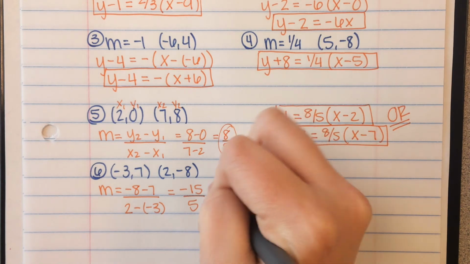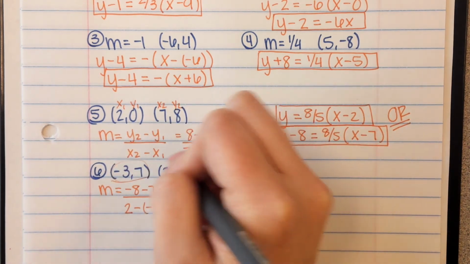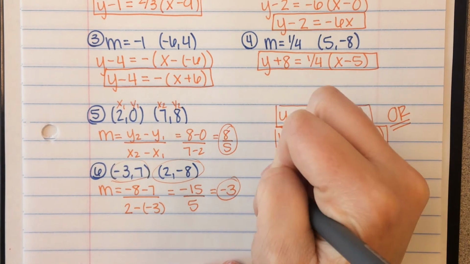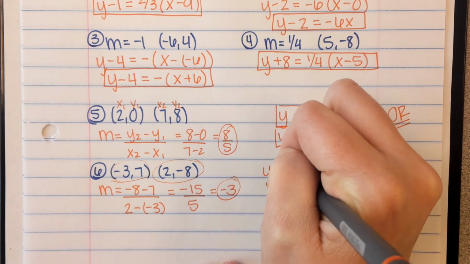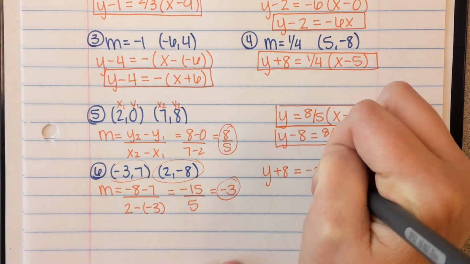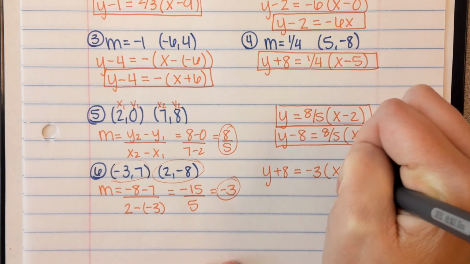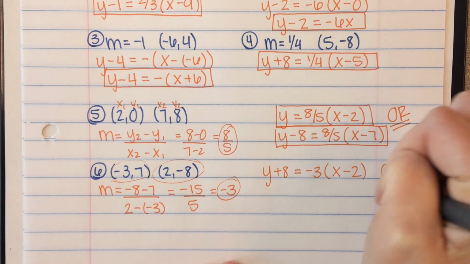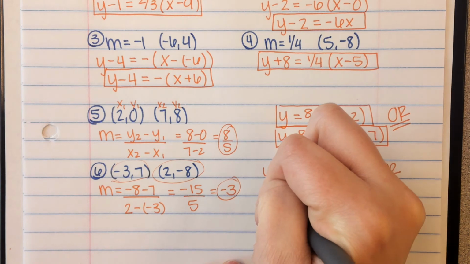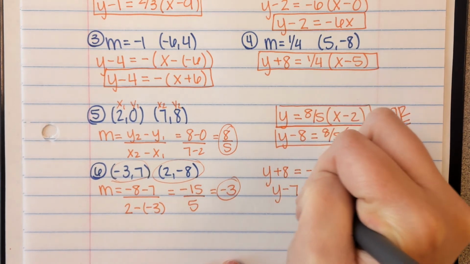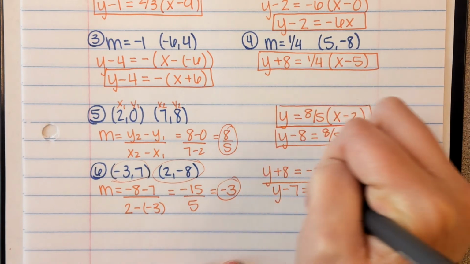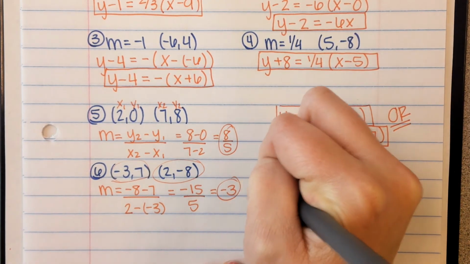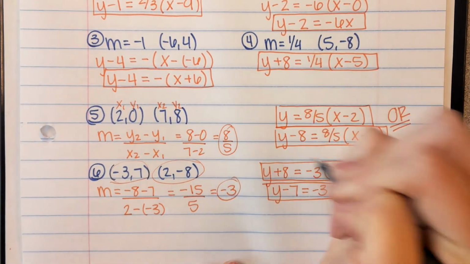So now I'm going to use my slope. Choose one of your points. It doesn't matter which one. Just pick one. And let's make your equation. So you could have y plus 8 equals negative 3 times the quantity x minus 2. Or you could have y minus 7 equals negative 3 times the quantity x plus 3. Either one of those will work.